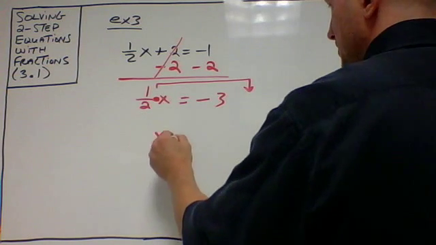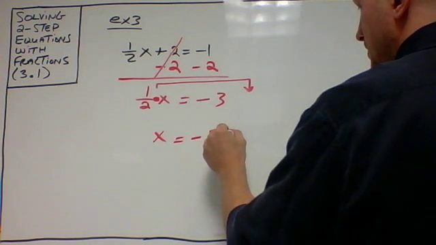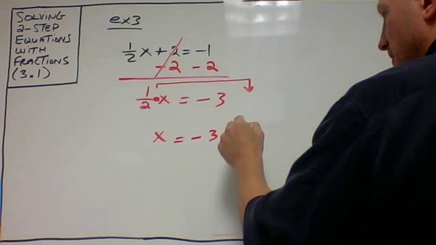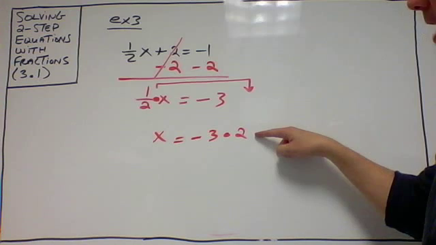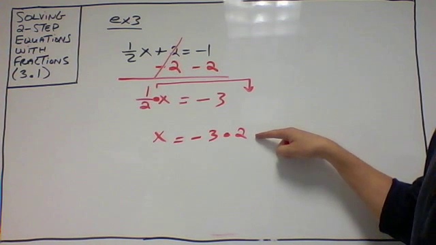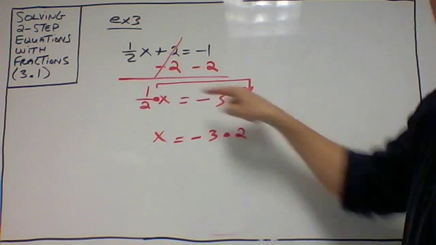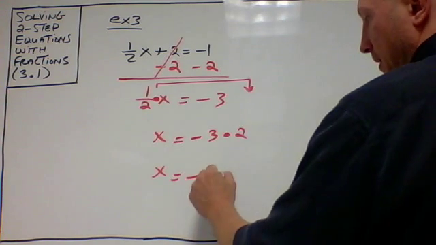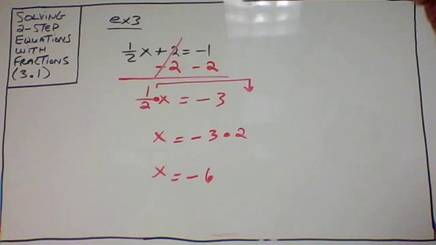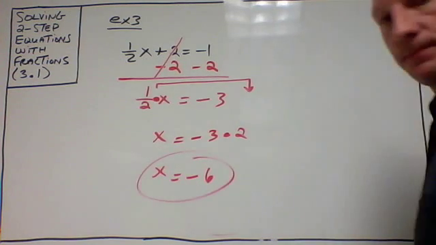So I get x equals negative 3 times, flip it, when I flip the fraction, I happen to get a nice, neat integer. It's not going to happen all the time. But since it happens this way, that's great. And we get -6, and we're done. So the answer is -6.